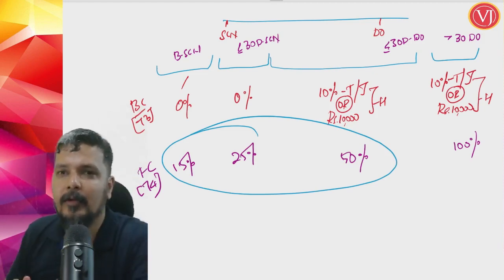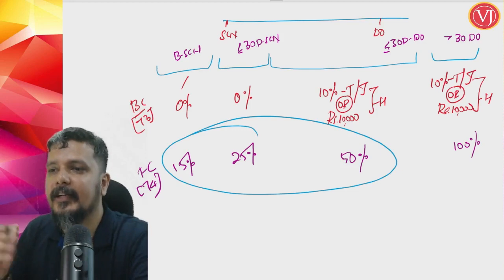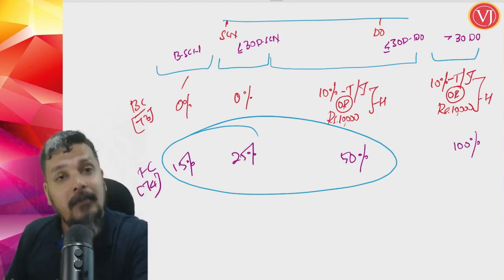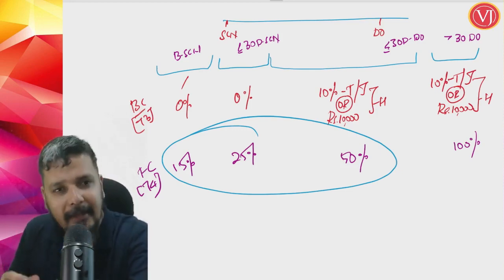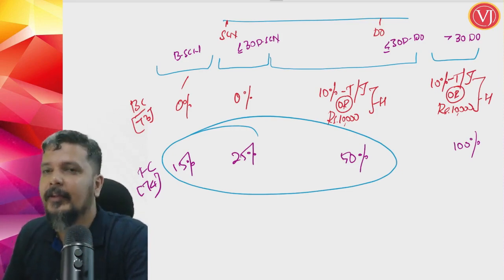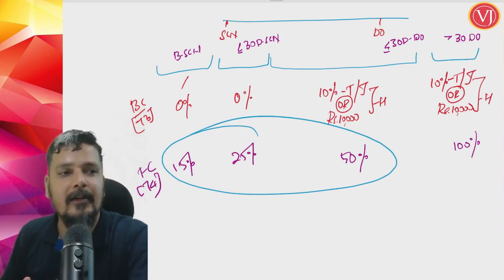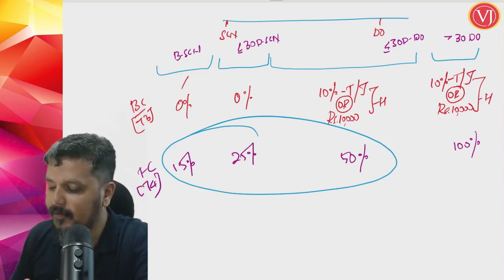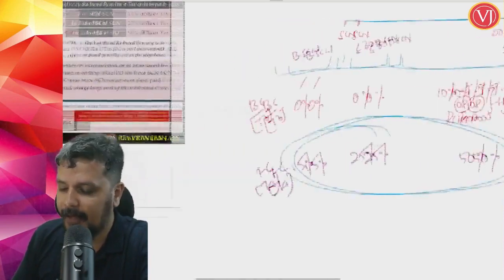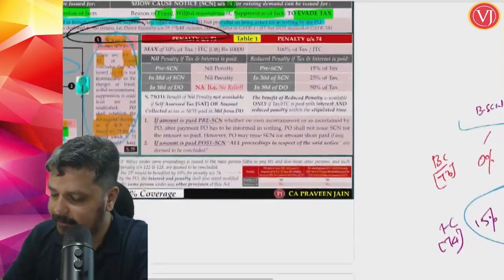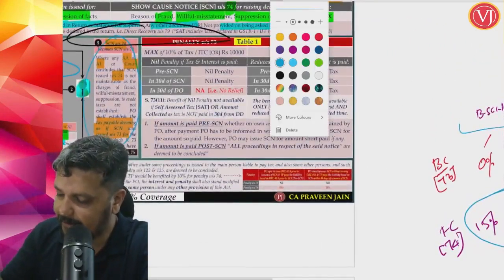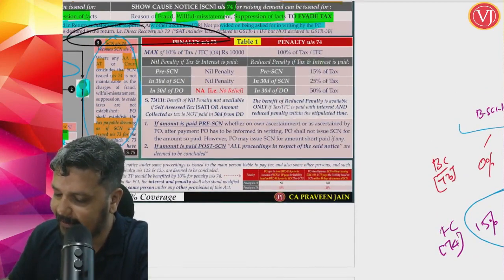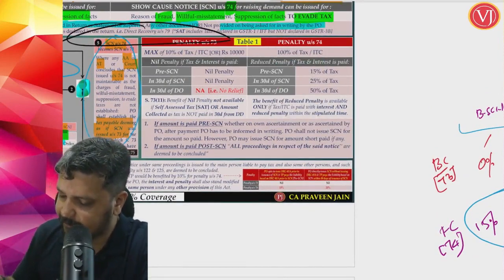Either before show cause notice or within 30 days of show cause notice or within 30 days of demand order. Full tax, full interest plus the reduced penalty. You cannot just pay reduced penalty and take the benefit. You have to pay full tax, full interest and reduced penalty within this particular time. So that is exactly explained here.